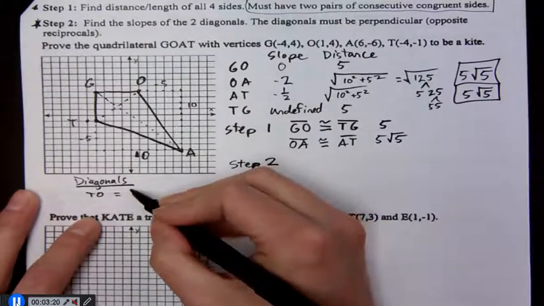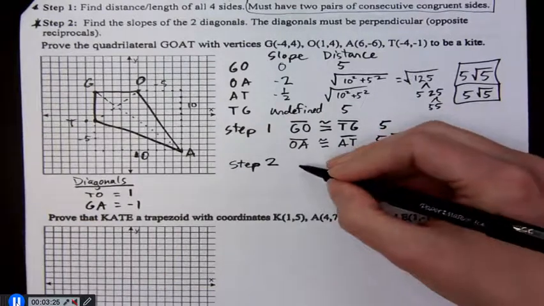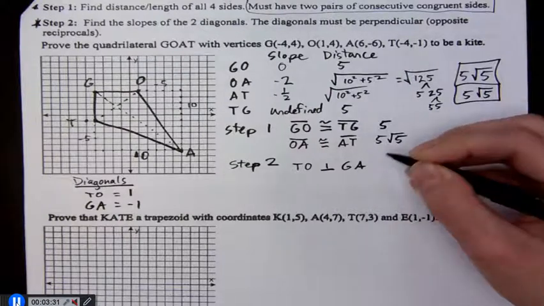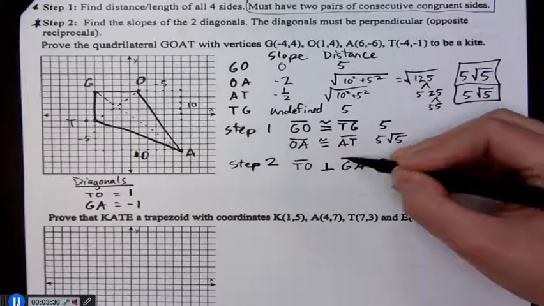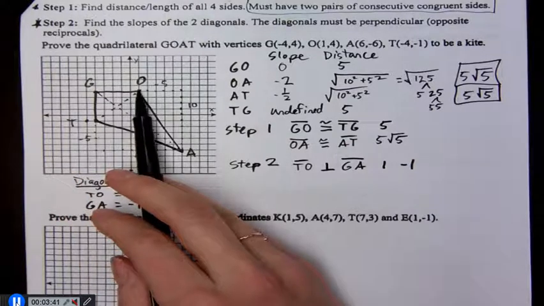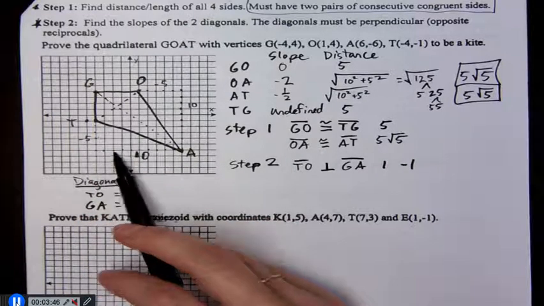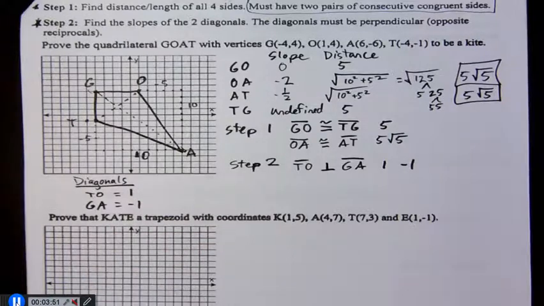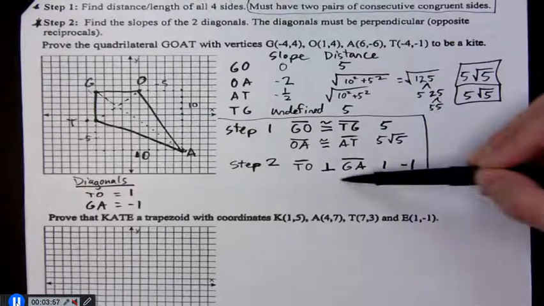So TO has a slope of 1. What's the slope of GA? -1, okay? So then we can write TO is perpendicular to GA. They're 1 and -1. We count this as up 5 over 5, and that reduces to 1. And this, if we counted it, is down 10 over 10, so that's -1 because down is negative. All right, and we're finished. That is our proof that it is a kite.